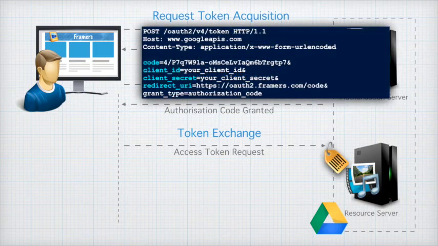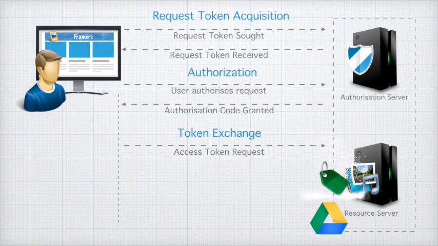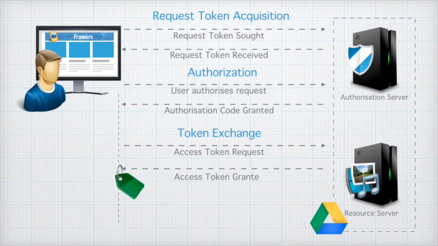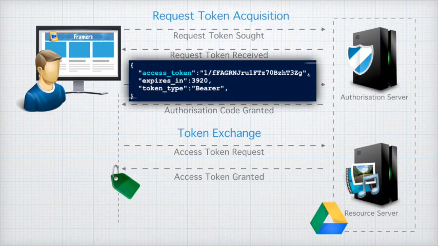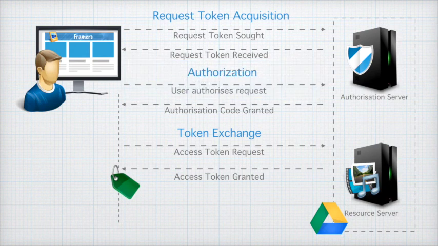Here's a sample snippet of the POST HTTP request with the authorization code sent to the authorization server. The authorization server responds with an access token. Now the application is authorized for around an hour, by when the token will expire. This is enough time for Framers to fetch Dave's photos via an API call.